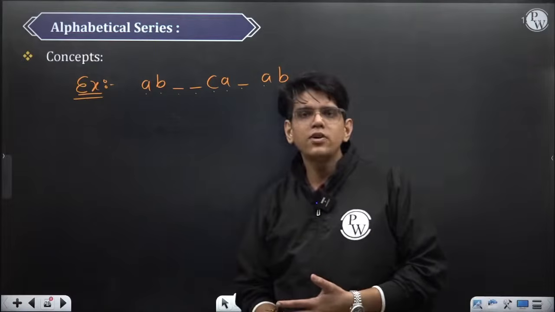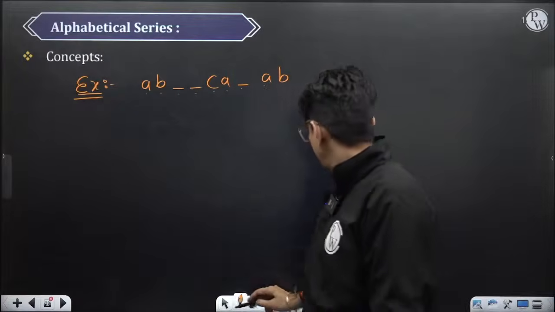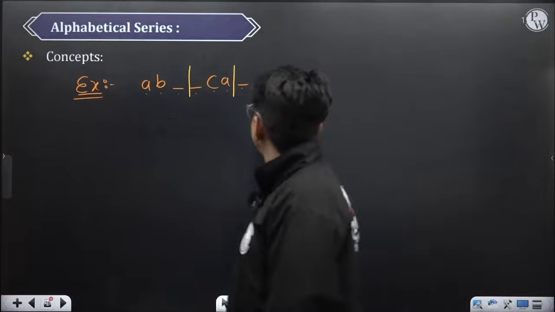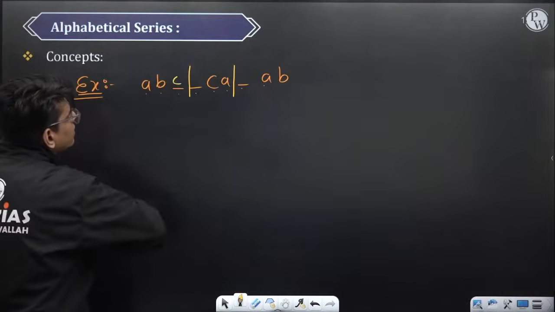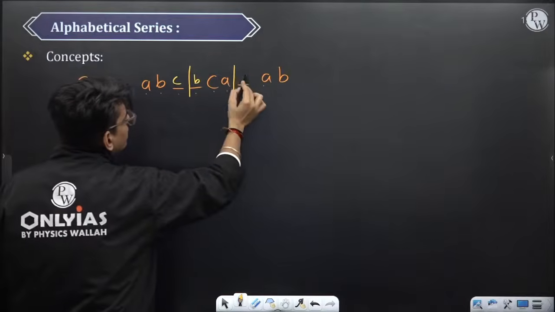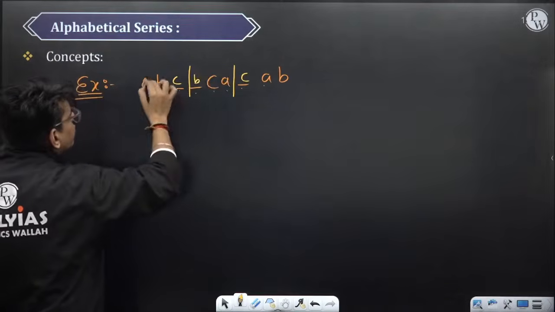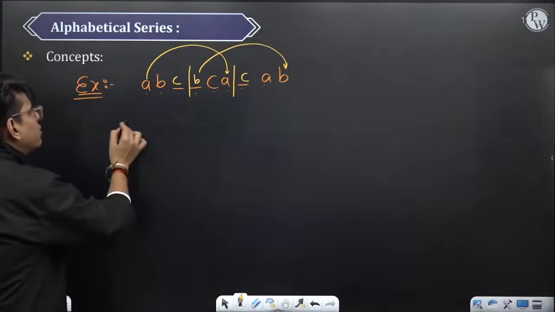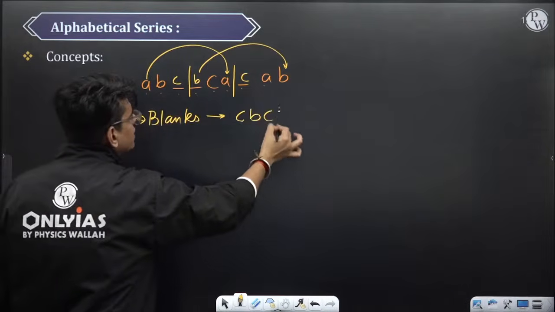Every time you need to try and divide it into equal parts. So 9 can be divided into 3 equal parts. The 3 equal parts can be this, right? Now we have AB here. If we place C here, similarly we have C here. If we place B here, and we have AB here. If we place C here, right? So what is happening? This is shifting this side. A is going ahead. A is going ahead. Then B is going ahead, right? So this is following a pattern. So the missing blanks are what? C, B, C. This is our answer.